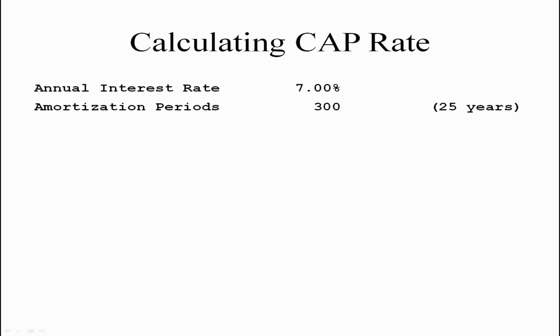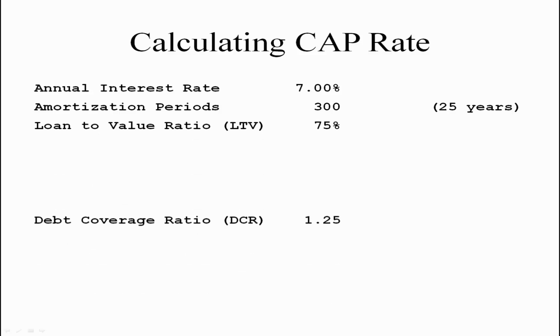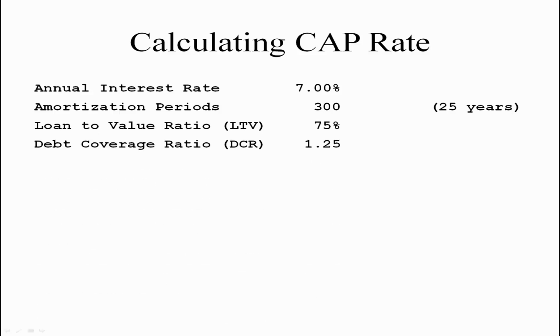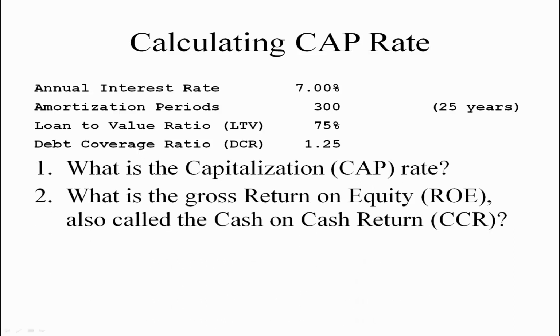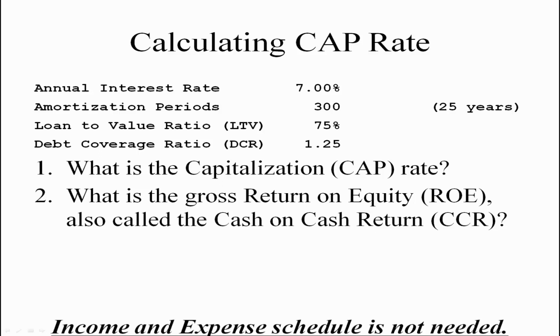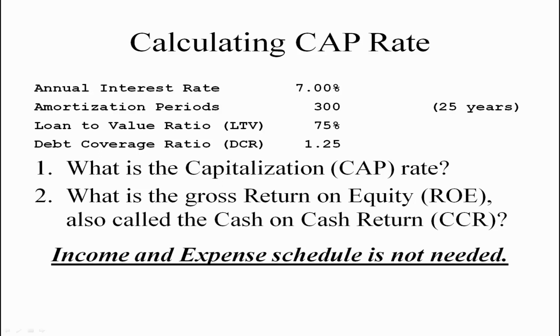Calculating cap rate. Annual interest rate 7%. Amortization periods 300 months, that's 25 years. Loan-to-value ratio 75%. Debt coverage ratio 1.25. What is the capitalization rate? What is the gross return on equity, also called the cash-on-cash return? Income and expense schedule is not needed to answer these questions.